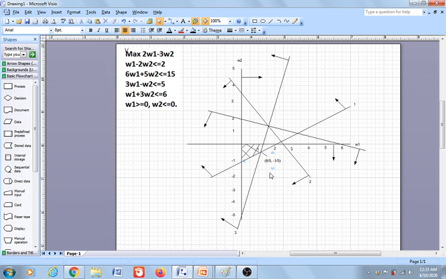This is minus 1 over here, and this is 5 over 3. So this point is 5 over 3 comma 0, and this point over here is 0 comma minus 1. Okay, so this is that point, and this is this point. So now we need to test those 4 points. Actually we have 4 points because here it is 0 comma 0.